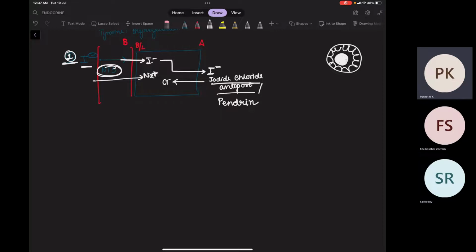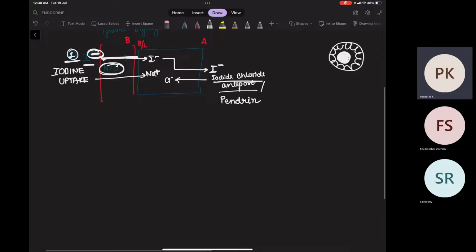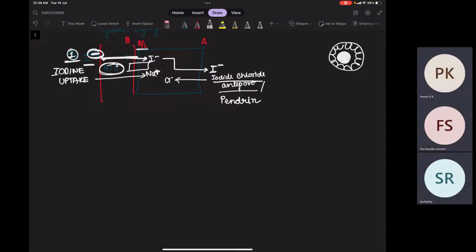So this first step is called iodine uptake. Very simple. Iodine from your diet, in the reduced iodide form, is taken up by the follicular cell along with sodium with the help of the sodium iodide symport. If they ask you which end of the cell the sodium iodide symport is present on, you should say the basolateral end.